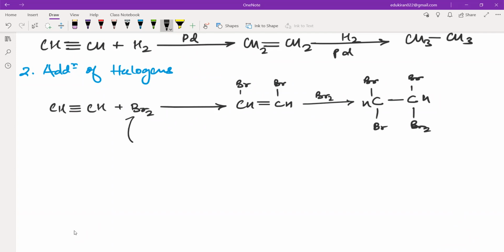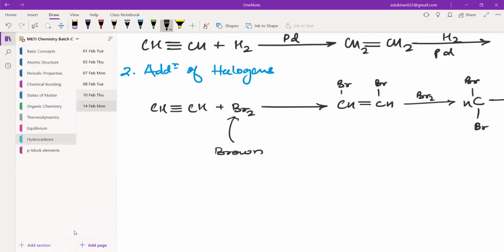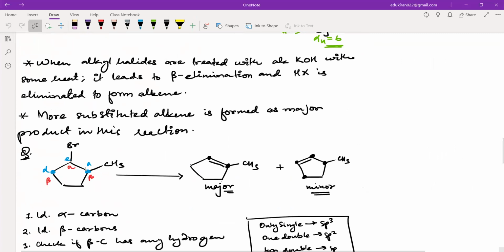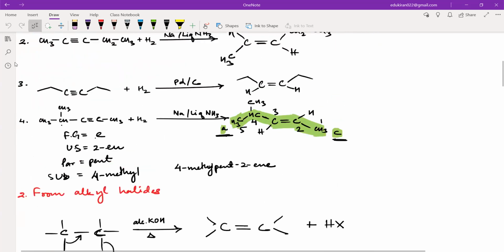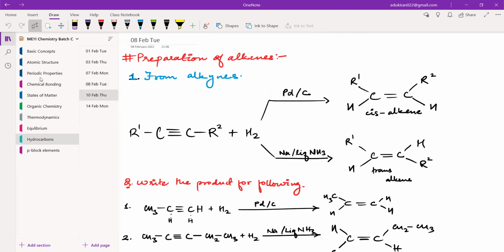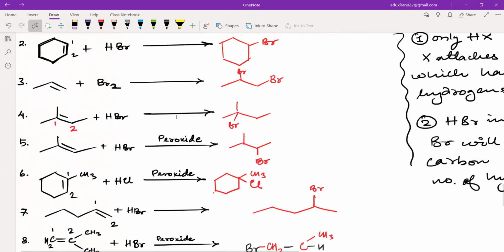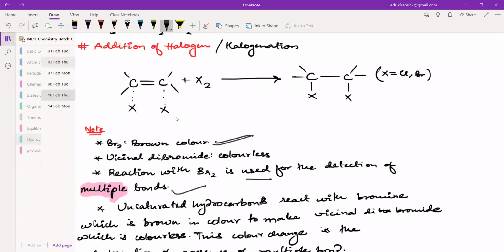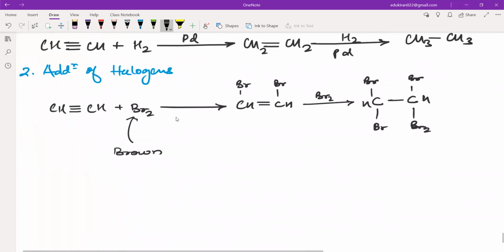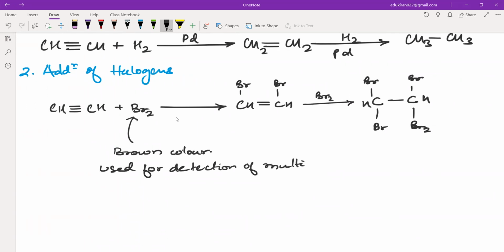Now, if you remember, this Br2 is of brown color. In the alkenes, I hope you remember, vicinal dihalide. You see, Br2 is of brown color. Reaction with Br2 is used for the detection of multiple bond. You remember this? Yes. So multiple bond means alkenes also and alkynes also. So this brown color is used for detection of multiple bond.